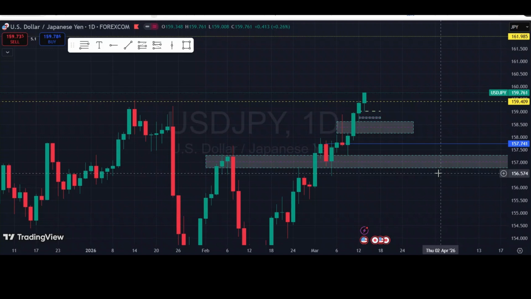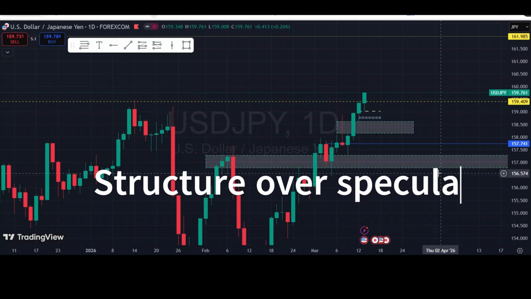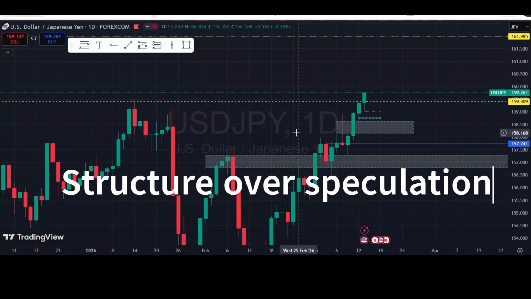So these are the key levels, the key liquidity levels for the week across the Nasdaq, the British pound USD, the Euro USD, British pound JPY, and USDJPY. Remember, the objective is to understand where key liquidity sits and how price delivered into those levels. Structure over speculation. Liquidity narrative.